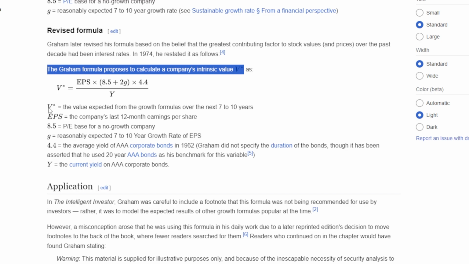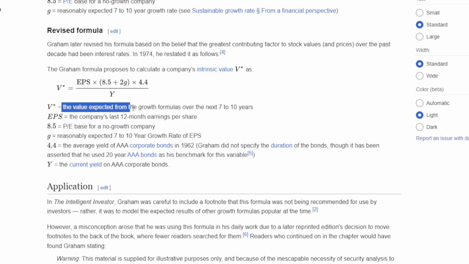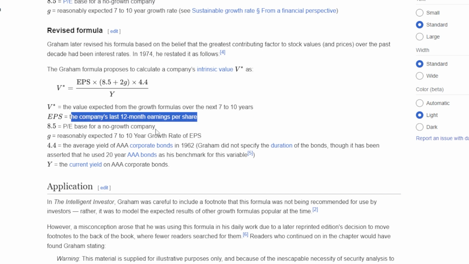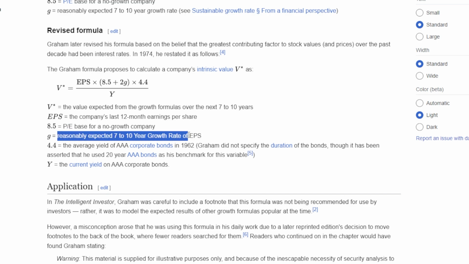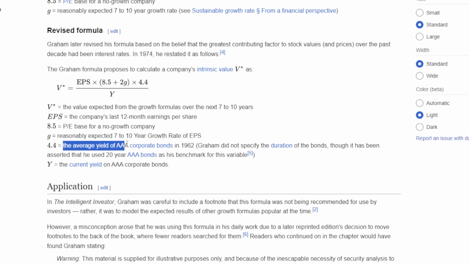Now, to break down all these different inputs, V is once again the value expected from the growth formula over the next 7 to 10 years. EPS is still the company's trailing 12 months earnings per share. 8.5 equals the PE base for a no growth company. G is the reasonably expected 7 to 10 year growth rate of earnings per share. Now 4.4, this is the average yield of AAA corporate bonds in 1962.